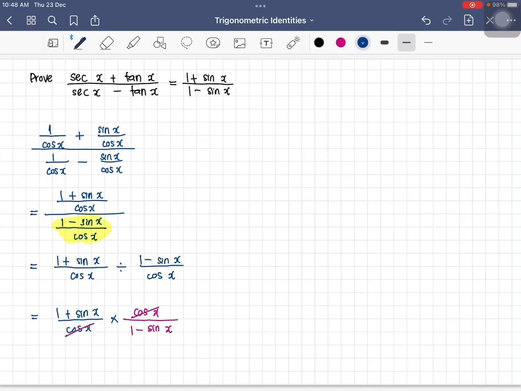Therefore, we are left with 1 plus sine of x divided by 1 minus sine of x. Actually, we have proved this identity. All right, so we are done with this one. Let's look at the last one here.